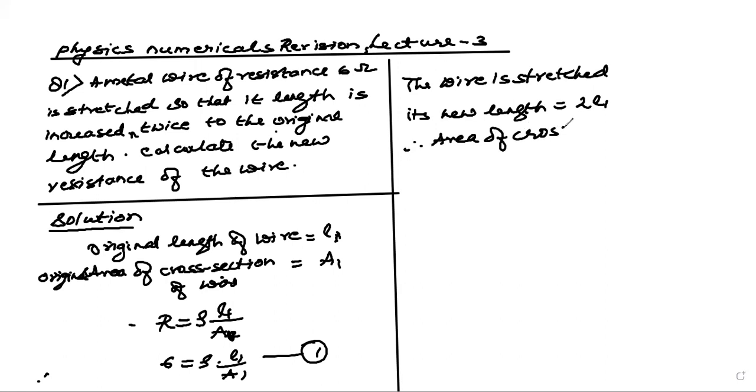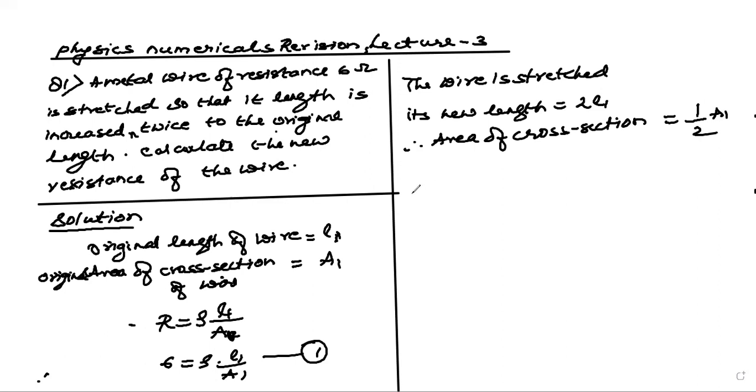Therefore, the area of cross section is going to become thinner, children, and it is inversely proportional. The area of cross section becomes half. Are you getting me? Length becomes double, so area of cross section becomes half of A1.